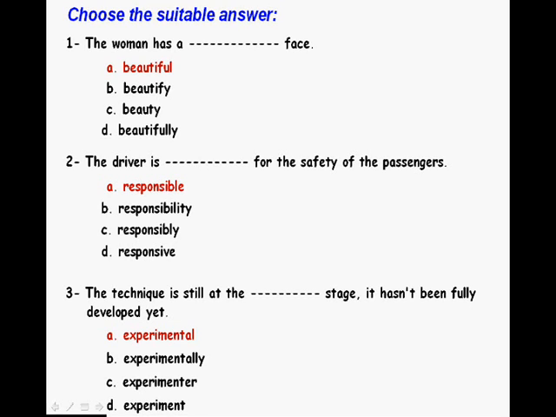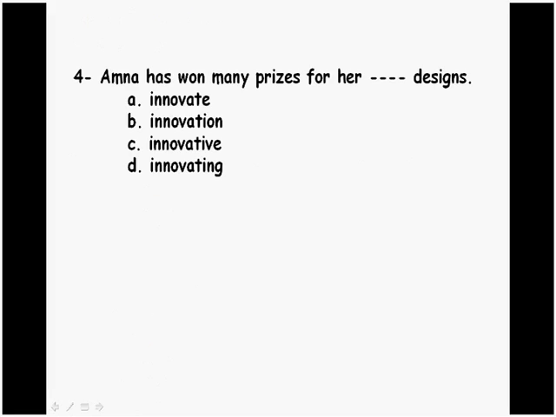So again, let's look at these sentences together. The woman has a beautiful face. Number 2, the driver is responsible for the safety of the passengers. And number 3, the technique is still at the experimental stage. It hasn't been fully developed yet. Let's look at some other sentences. Number 4, Amna has won many prizes for her designs.